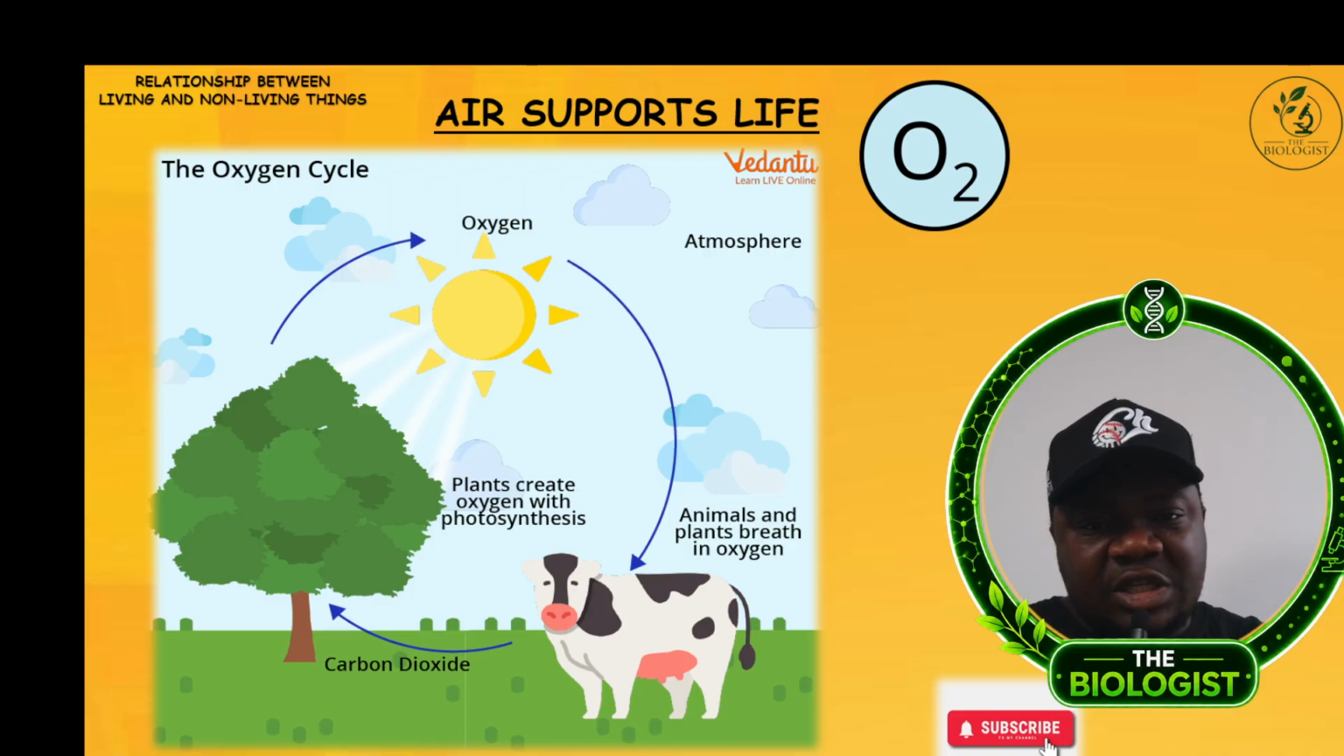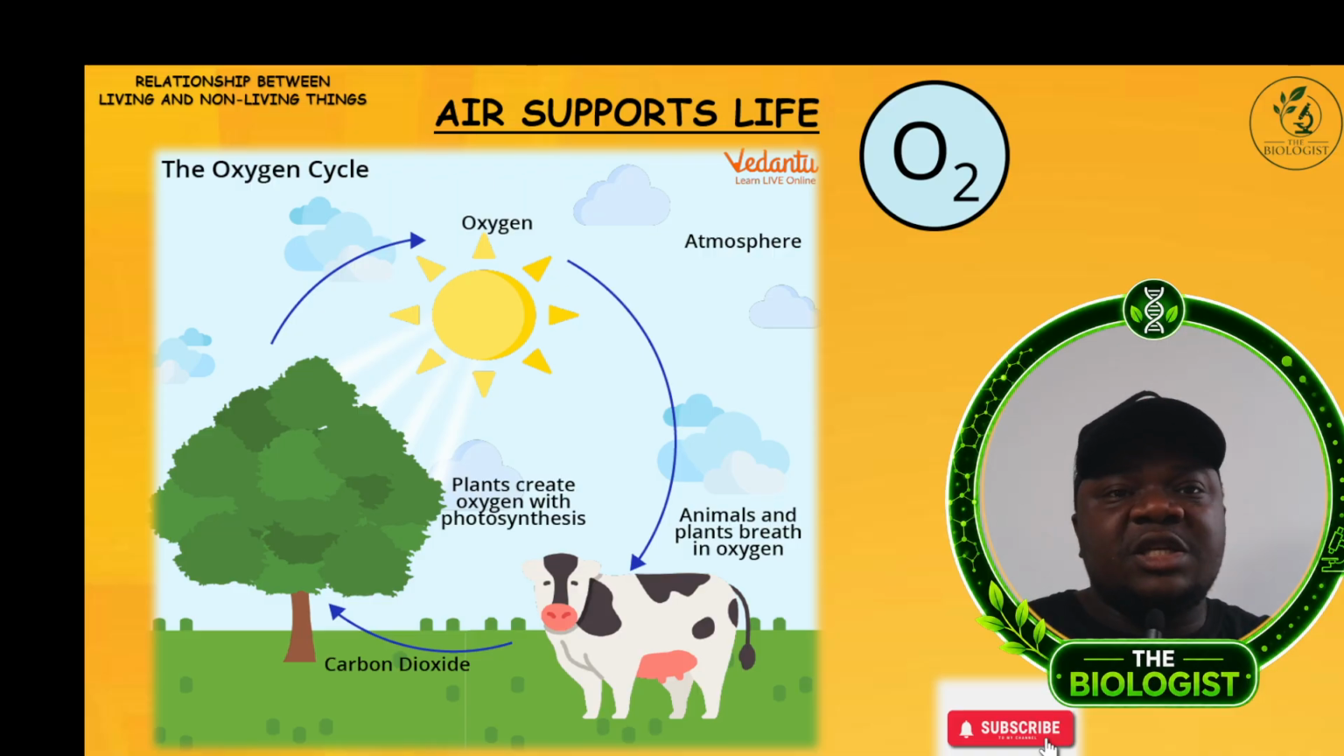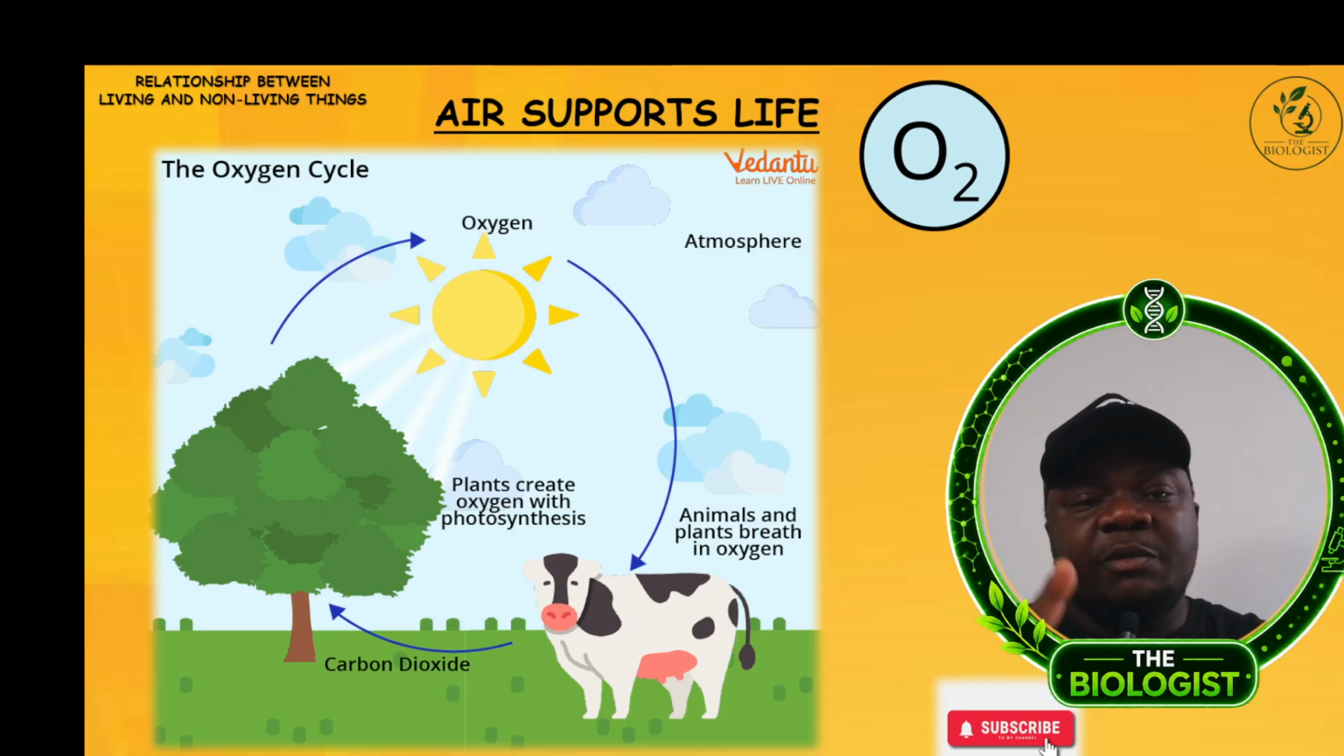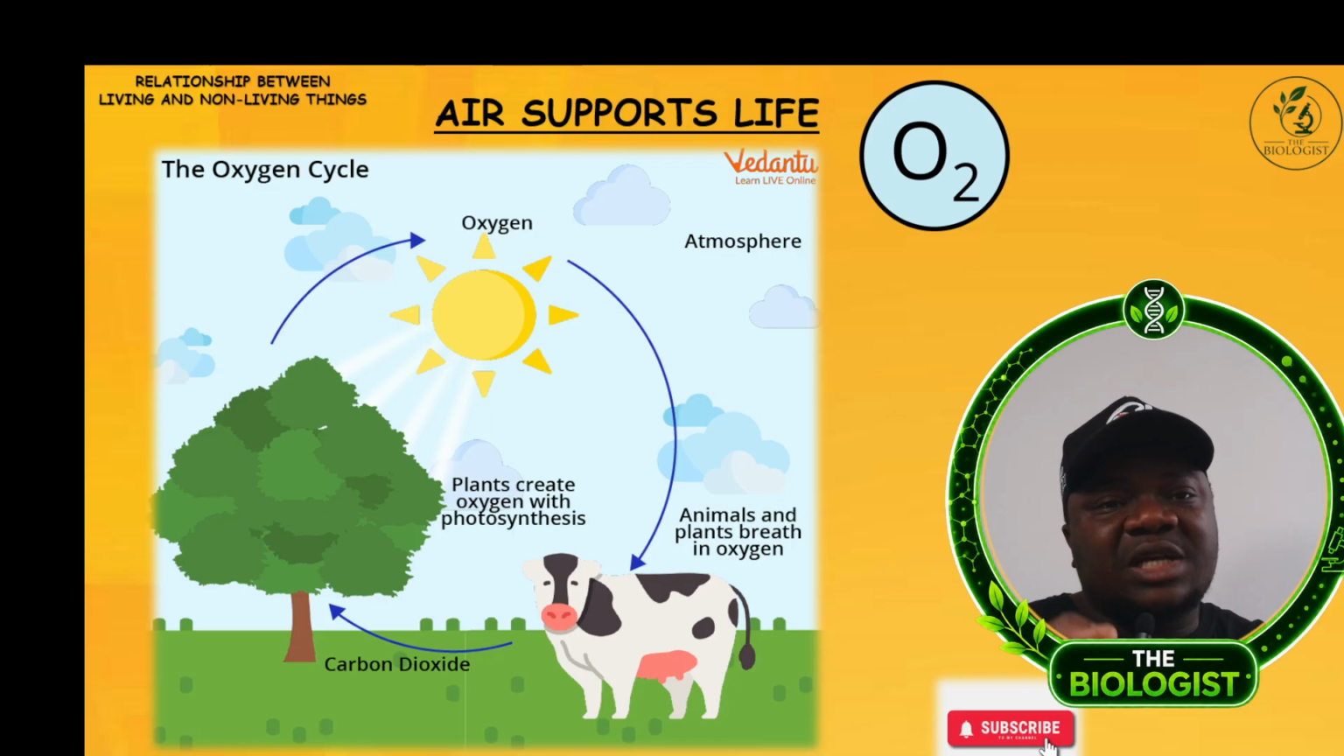And the non-living thing in this picture here is sunlight. You can see the sunlight there, and you can see the oxygen. So the oxygen is a non-living thing, which is being utilized for this oxygen cycle, whereby the animals or plants can interact and benefit from that gas, which is a very important gas in the atmosphere.